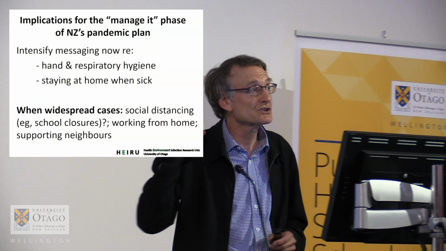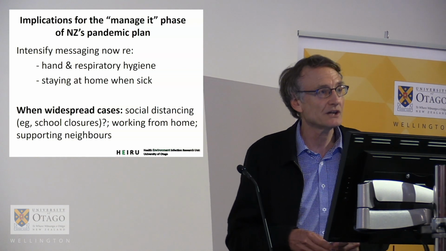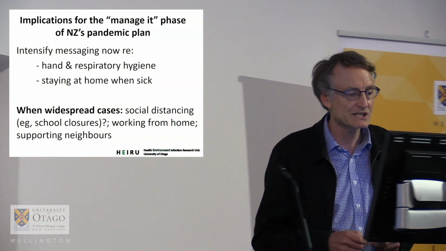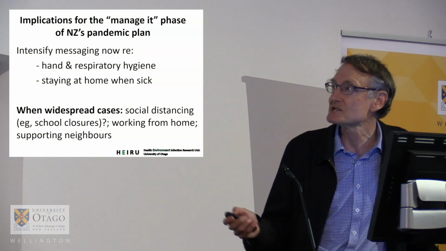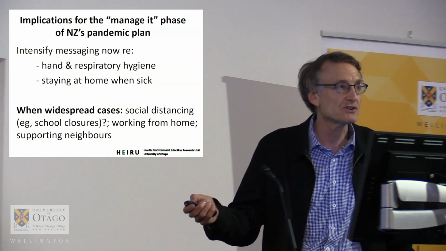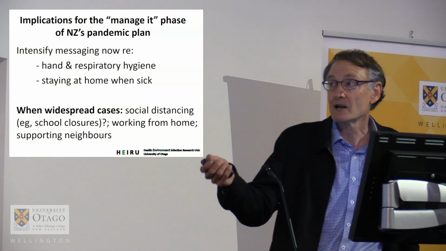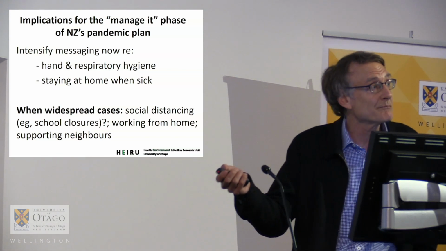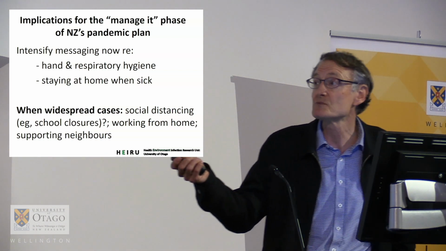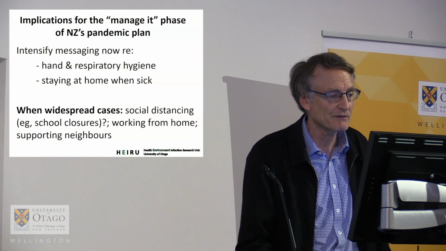And I think we also should start thinking now about the management phase. We should be intensifying hand and respiratory hygiene practices and really reinforcing that message of staying home when sick. And if widespread cases occur, we need to think about the pros and cons of different social distancing measures. Some of these can have big impacts, cause a lot of burden on the community, but studies have shown that school closures in some pandemic situations do help, and certainly a lot of people now can work from home, and supporting neighbours and all those things will come into play in the management phase.